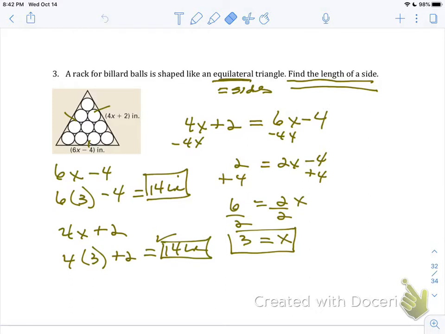The billiard balls are in a rack which has sides of 14 inches each. So that's our lesson. And we have now ended this chapter.